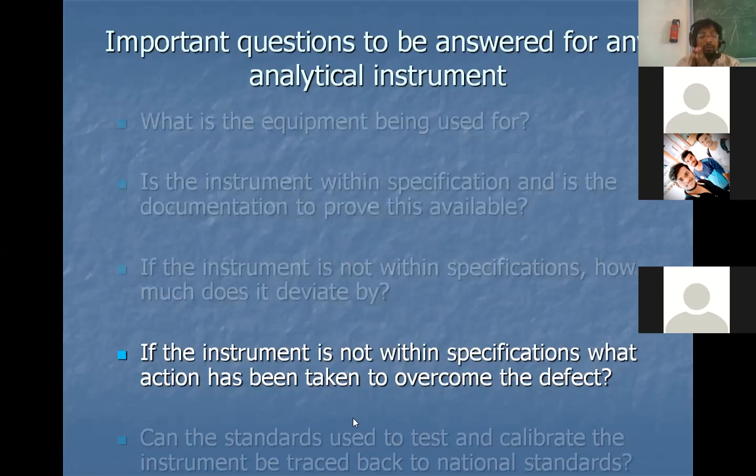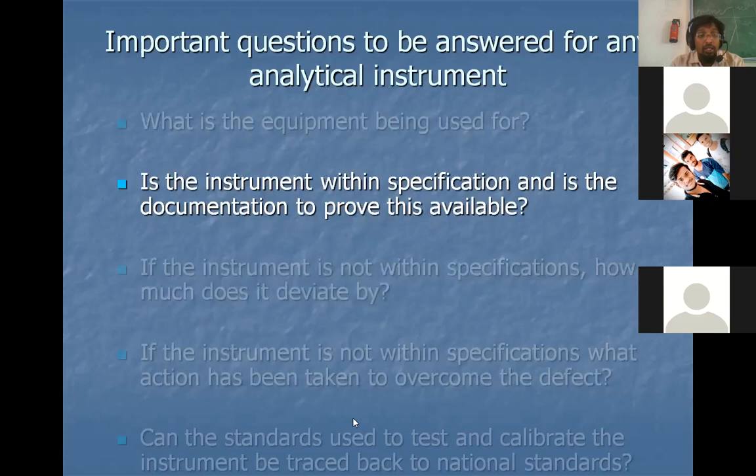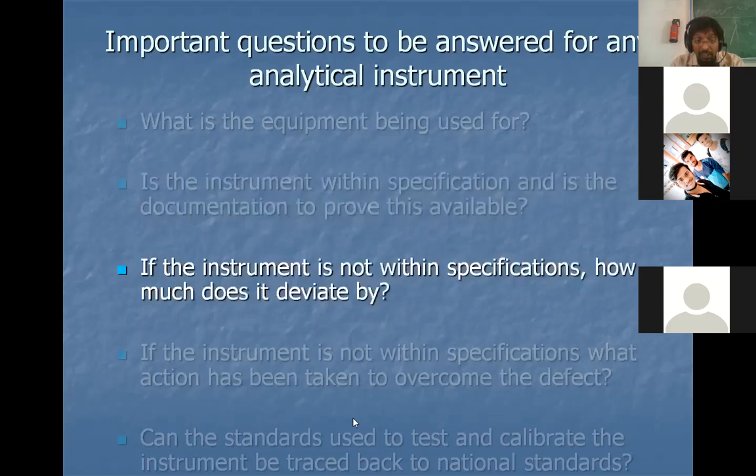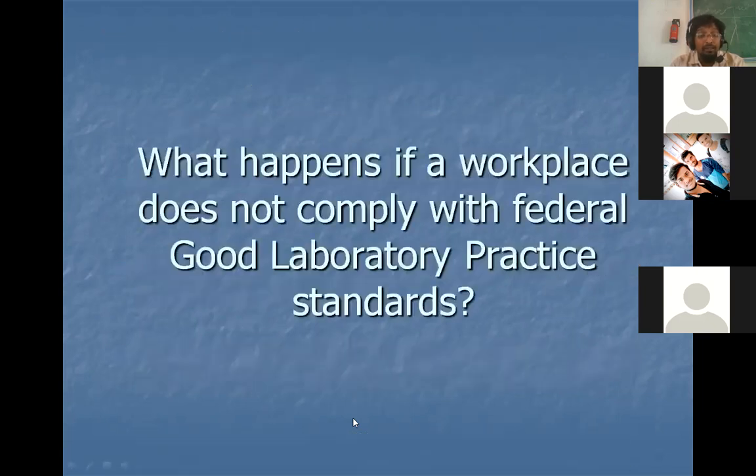See, these are the important questions, right, before you validate an equipment. Number one, what is this equipment used for? What is its use? Right. Number two, is this instrument working appropriately as per the specified limits? And if it's deviating, how much is it deviating? And if it's deviating, what should be done to overcome this defect, to rule out this particular problem?